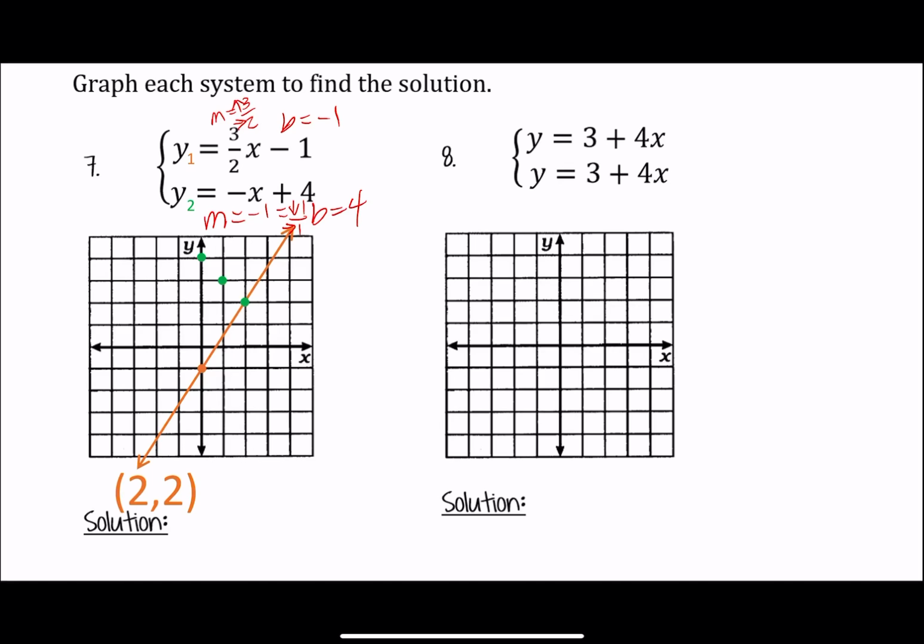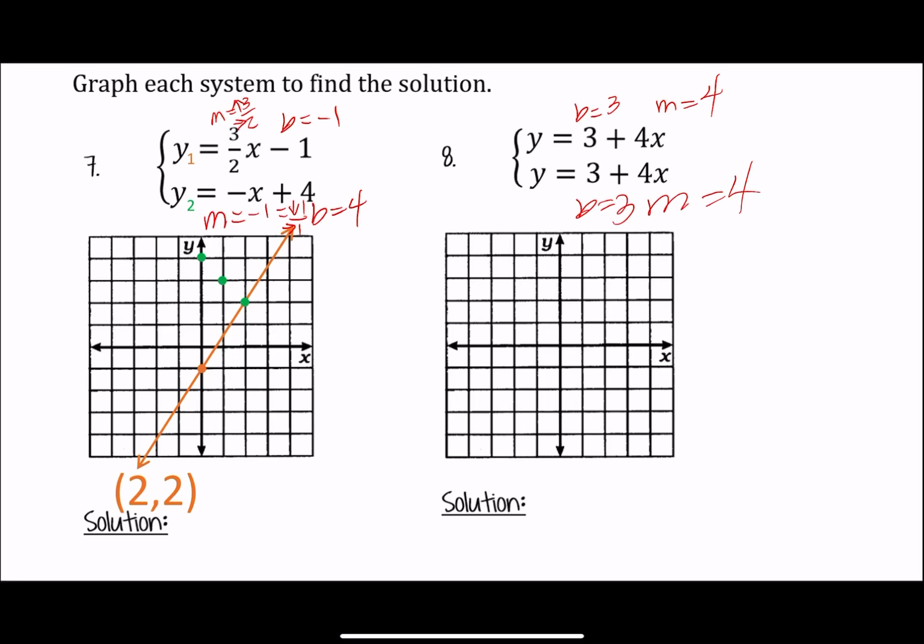All right, let's graph 8. But even before you look at it, first line, our y-intercept is 3, and our slope is 4. Same thing for our second line. Now, what that means is, yes, it's got the same slope, and you're automatically thinking, oh, it's got to be parallel. But it's also got the same y-intercept, meaning they're the exact same line.